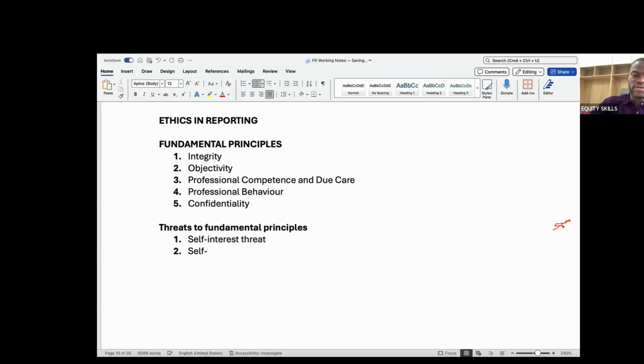Another one is self-review threats. These usually arise where you are the preparer of a document and you are also the reviewer of the same document. For example, you prepare a budget for your company and you are a member of the committee that will review that budget. So the threat here is that you might not want to find any faults in what you have done. Even if other people say that there's something wrong here, you would be defensive. That likelihood is there. So there's a threat.